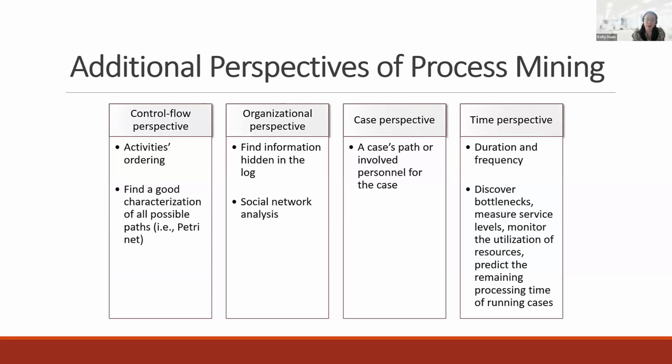The second type is the organizational perspective. This is to find the hidden information in the event logs and discover some unknown prior information, such as a social network analysis to see which employees are involved in a transaction or how they are related to each other. The third perspective is the case perspective, which looks at a specific transaction case. It could be characterized by its path in the process or by the originator who is working on this case.